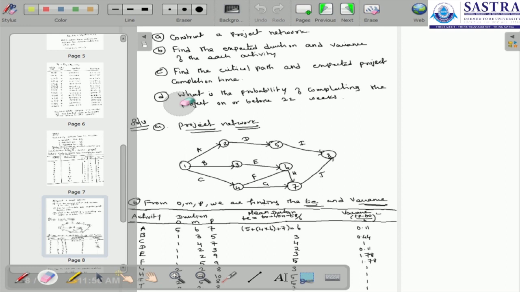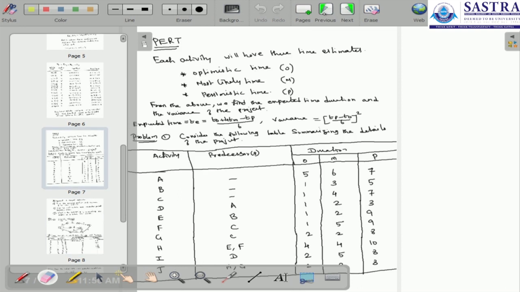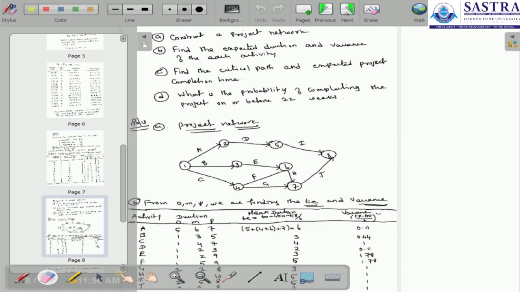For the first question, we have to construct the project network. So we can just draw the network here. There are activities A, B, C with nil predecessors. So we start from node 1. We draw node 1, and node 1 to 2 is A, 1 to 3 is B, 1 to 4 is C.